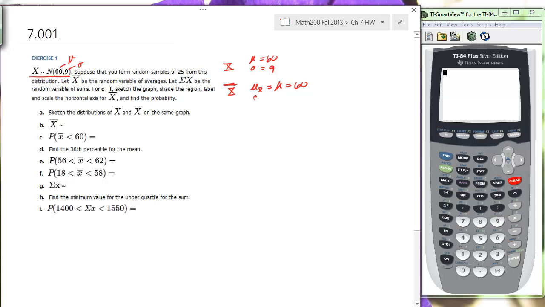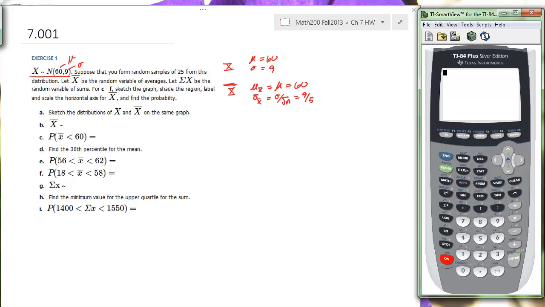But our standard deviation is the original standard deviation divided by the square root of n. So in this case, the square root of n is the square root of 25. So 9 divided by the square root of 25 is 9/5, which is 1.8. If we just punch it in our calculator, that is a standard deviation that's less than 9, clearly.